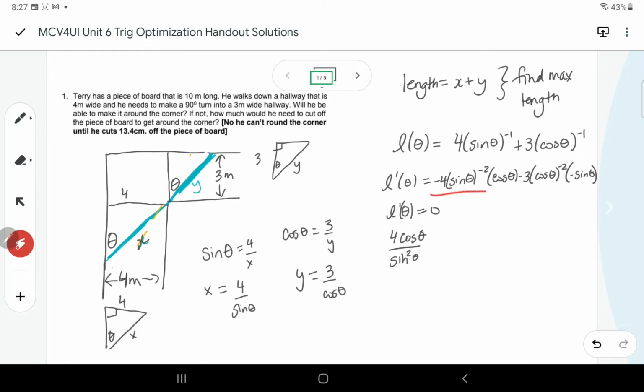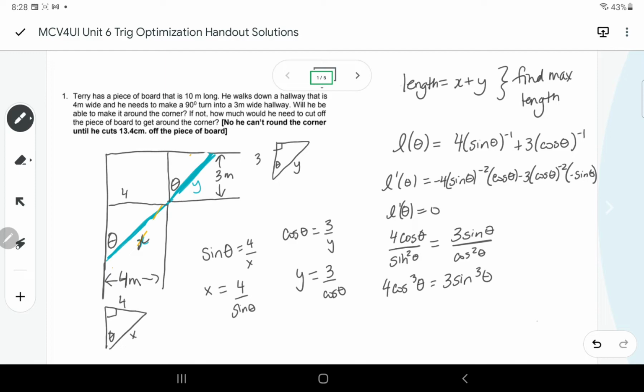So again, I'm just bringing this whole term over to the left because I'm making it equal to 0. I'd have a positive 4 then because I bring it over, cos still on the top, and I'm putting that sine theta to the -2 on the bottom. On the right-hand side, I've got a -3 and a negative sign, so that's going to end up being positive 3 sine theta over cos squared theta. Then if I cross multiply, I get 4 cos cubed theta equals 3 sine cubed theta.